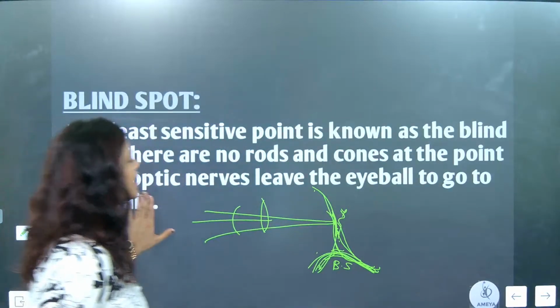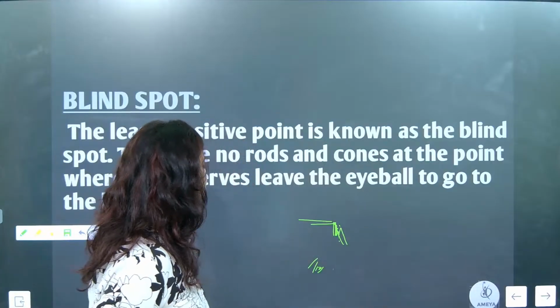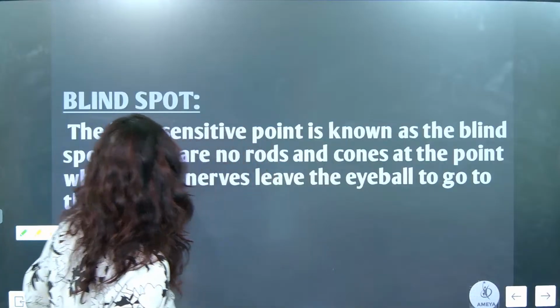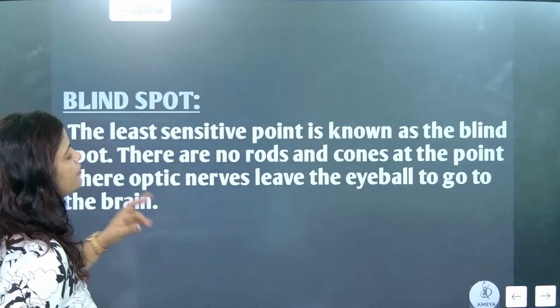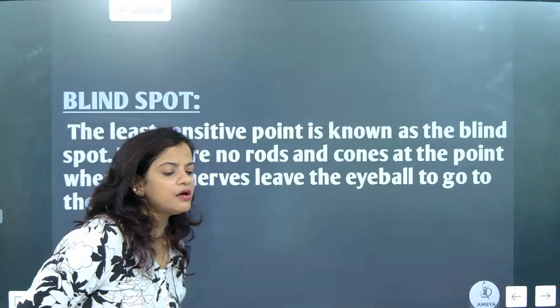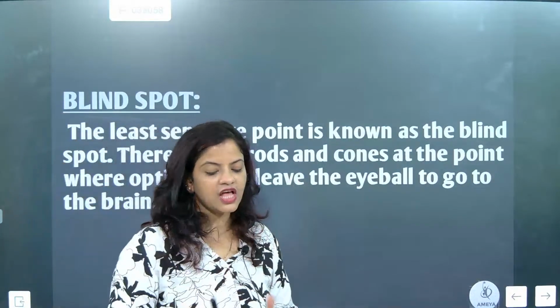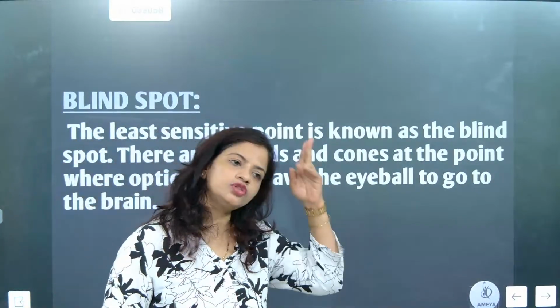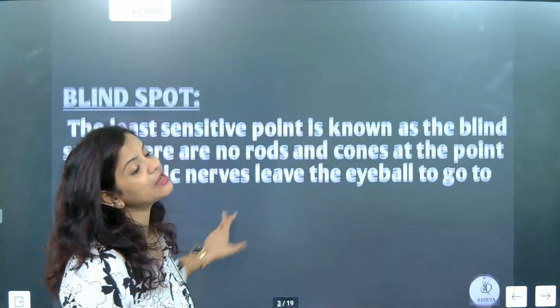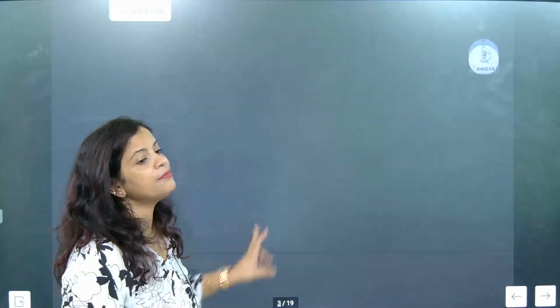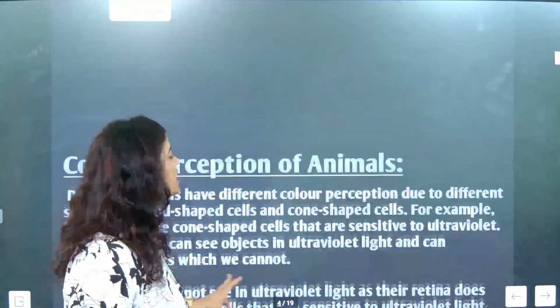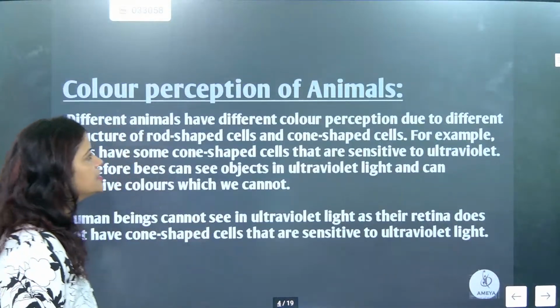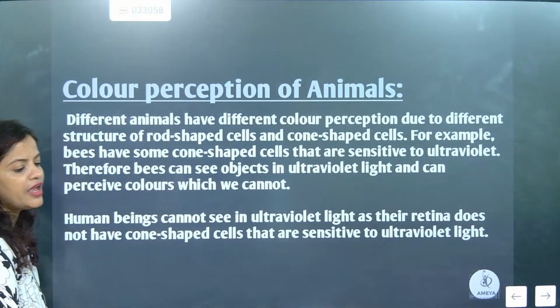So this is the most important point to remember. The optic nerve leaves the eyeball to go where? To the brain. And what is it bringing, beta? Electrical impulses.